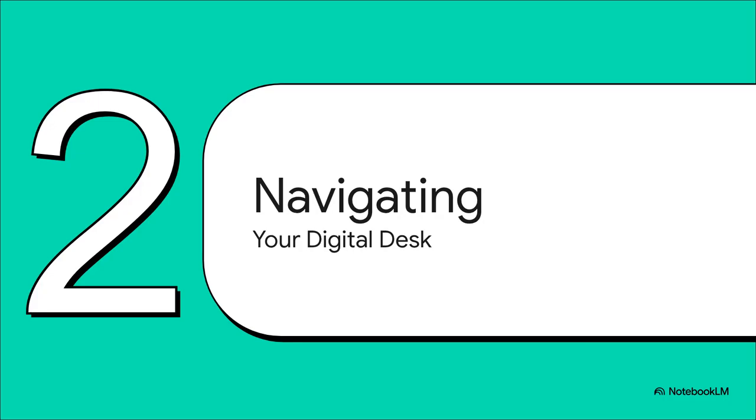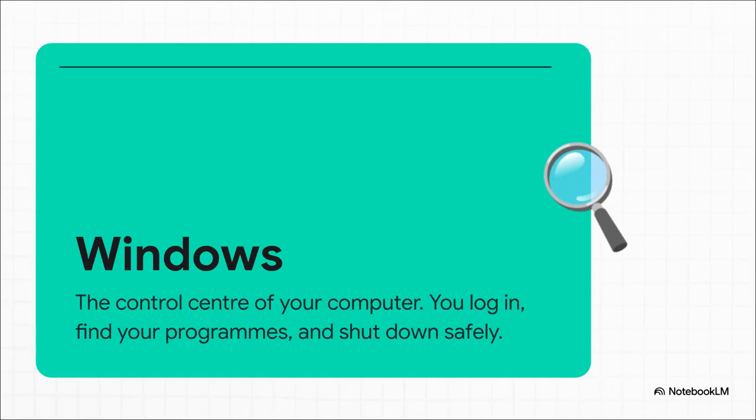So we've got our toolbox. Now, what about our workspace? Well, your computer's main program, what we call its operating system, it's basically your digital desk. For pretty much all of us, that digital desk is called Windows. It's the first thing you see when you turn the computer on. It's how you log in. It's where you use the Start menu to find all your software tools. And of course, it's how you safely shut everything down at the end of the day.